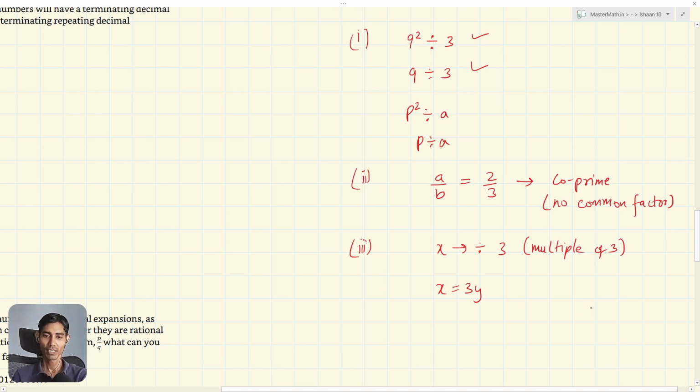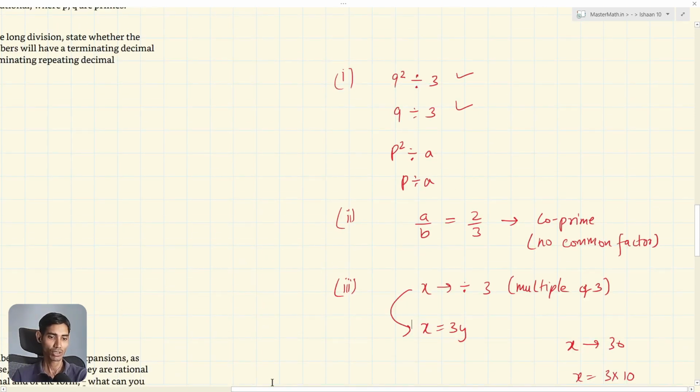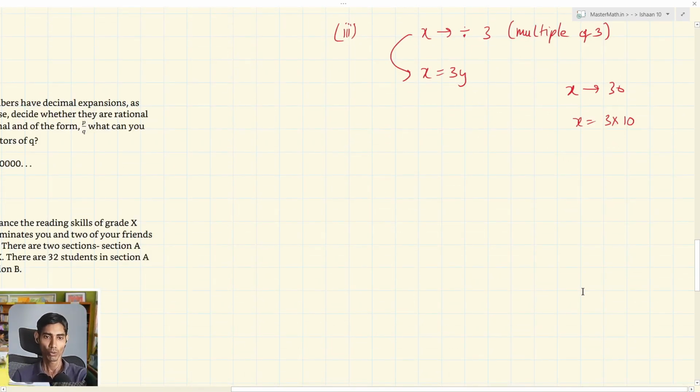So suppose I say x is 30. Can I write x as 3 into some number y, 3 into 10? Yes, sir. So it's just another way of writing things, x is equal to 3 times some other constant value. Okay. So if these three things are clear, let us go to how we prove this rational, irrational, not rational.